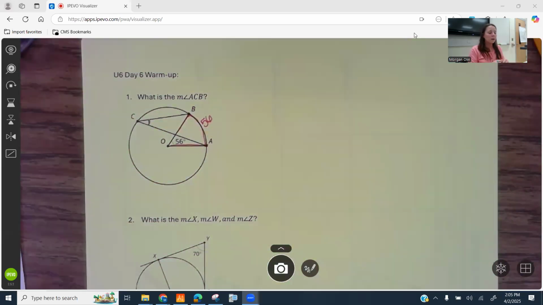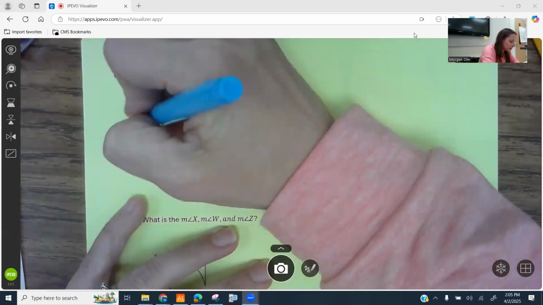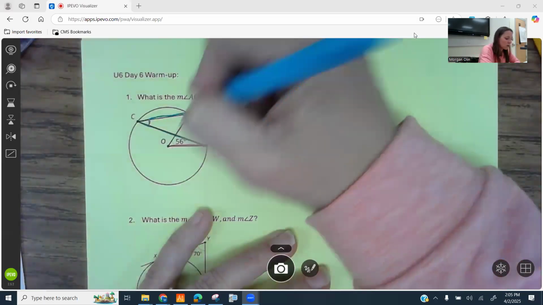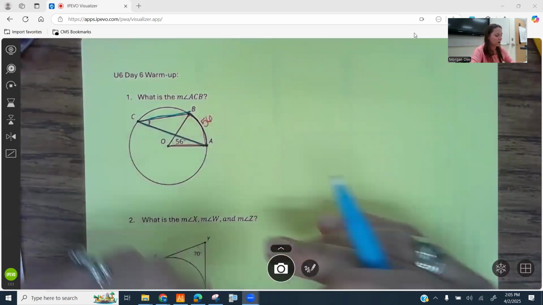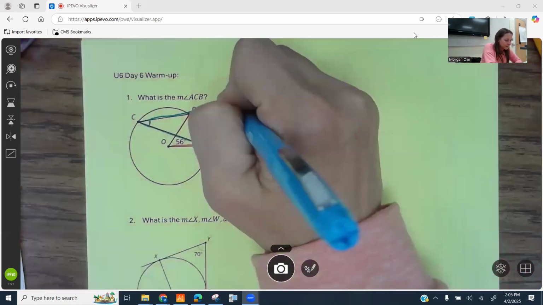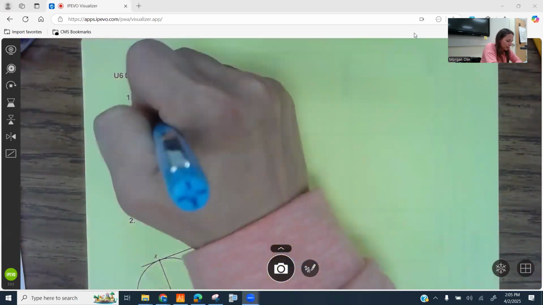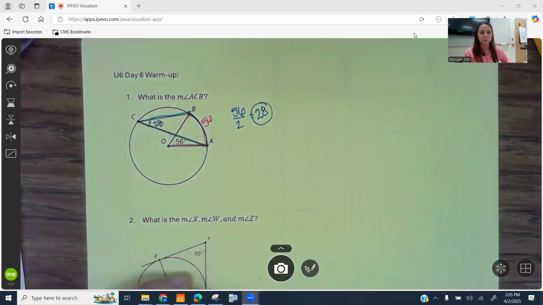However, we want this angle right here. And what type of angle is ACB? If you said inscribed, you're correct. Now it does intercept the same arc, but it doesn't mean that they're equal. Remember, inscribed is half the arc. So if I take 56 and I divide by 2, you're going to end up with 28. So 28 is that angle right there.